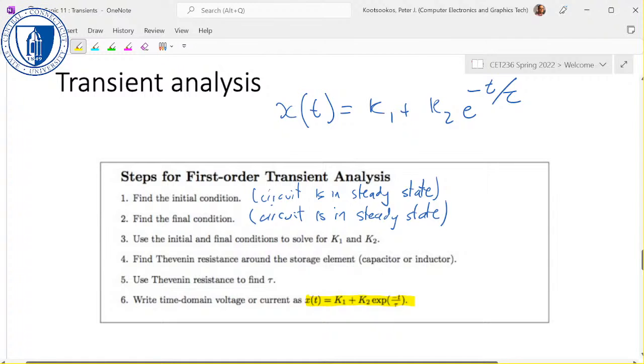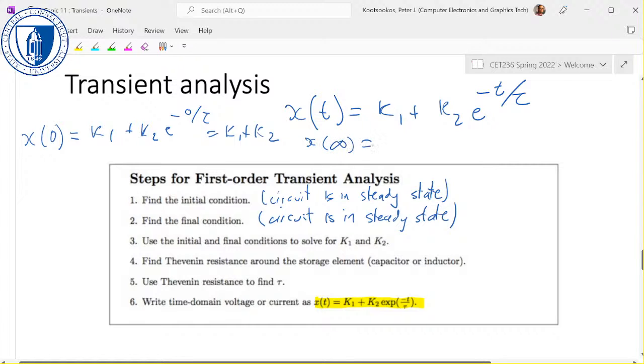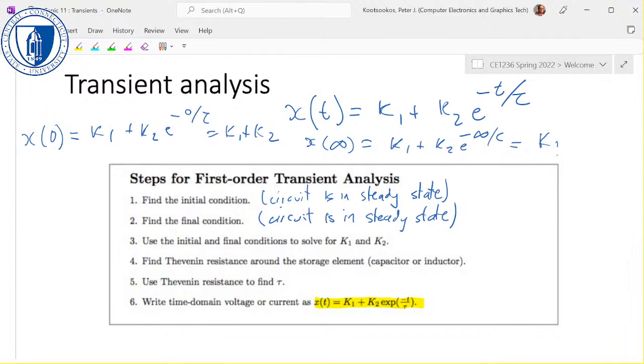x of t is k1 plus k2 e to the minus t on tau. And the reason you do the initial condition, right, x of 0, again, anything to the 0th power is 1. And then x at infinity, and anything to the minus infinite power, provided that anything is greater than 1, is 0.